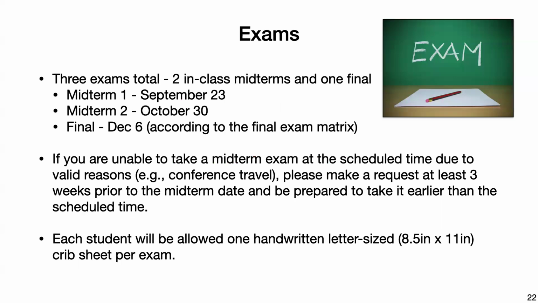If you cannot take a midterm exam at the scheduled time, if you have a valid reason like conference travel or emergency, please let us know as soon as possible, at least 3 weeks before the midterm date, so we can make other arrangements, and we may have to schedule you earlier than the initially scheduled time, depending on the conflict. So if you already know this, let us know. Obviously, if you have a last-minute emergency, you cannot know 3 weeks before, but just let us know as soon as possible, and we can try to accommodate.